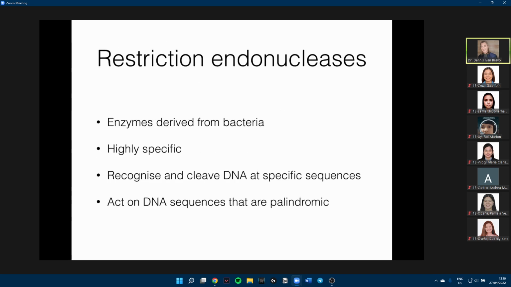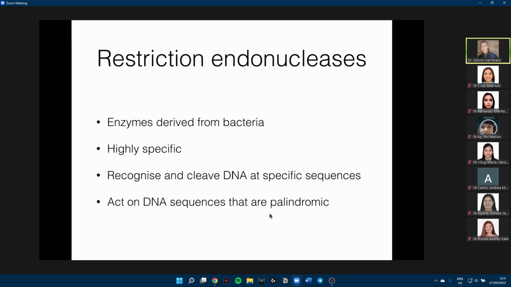So let's start first with restriction endonucleases. Now, we always start the discussion with restriction endonucleases because molecular biology became possible with the discovery of these enzymes. These enzymes are derived from microorganisms, and like all other enzymes, they are highly specific. What is their action? Since they are endonucleases, their action is to cleave DNA. But they don't just cleave DNA sequences randomly, but rather they are restricted to certain specific DNA sequences. And the DNA sequences that they act on are those that are said to be palindromes.